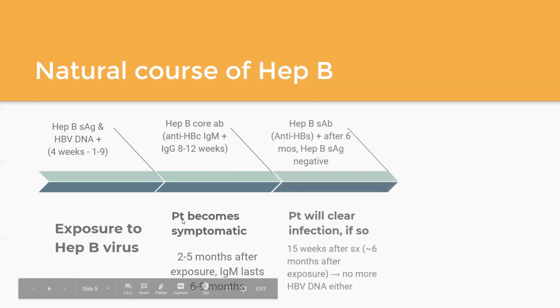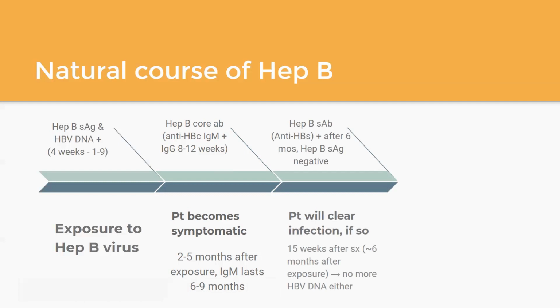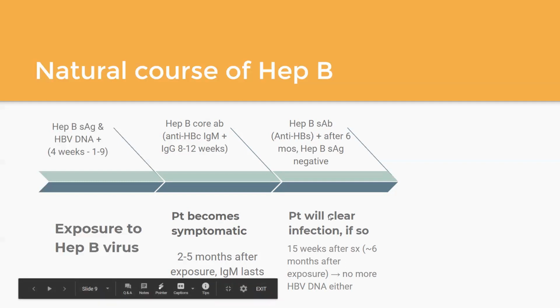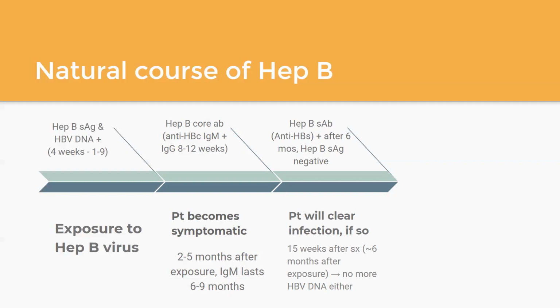So the next phase is about 6 months after exposure, or about 15 weeks after they get their symptoms. If they do, they're going to clear it on their own. And what's going to happen is that surface antigen, that first lab, and the HBV DNA are going to go away. Instead, you're going to have the Hep B surface antibody, not the core antibody, the surface antibody, that's going to take over, and the antigen is going to go away. And this typically happens about 6 months after exposure. So if you persistently have this after 6 months, it's going to be chronic. And again, that's about 5% of people.